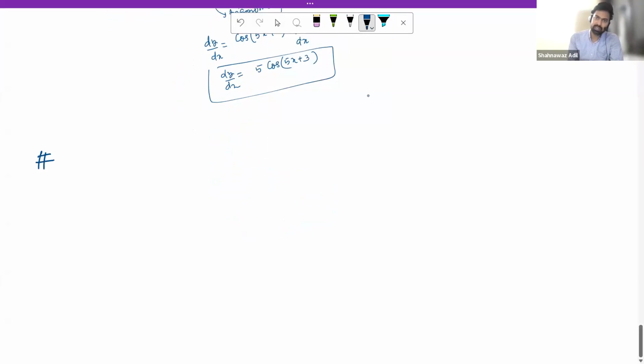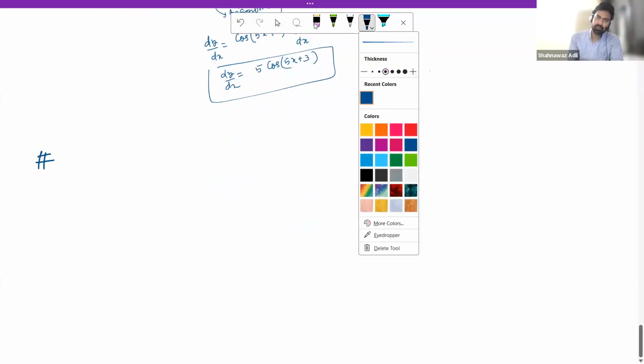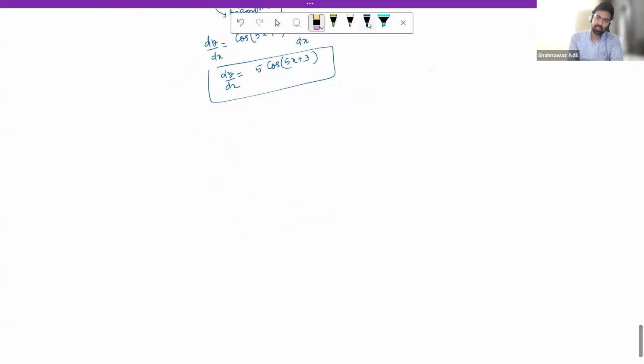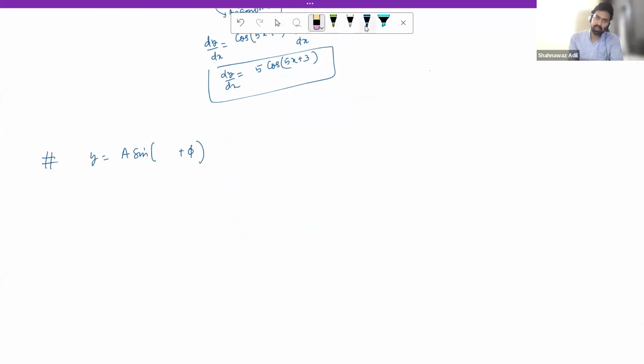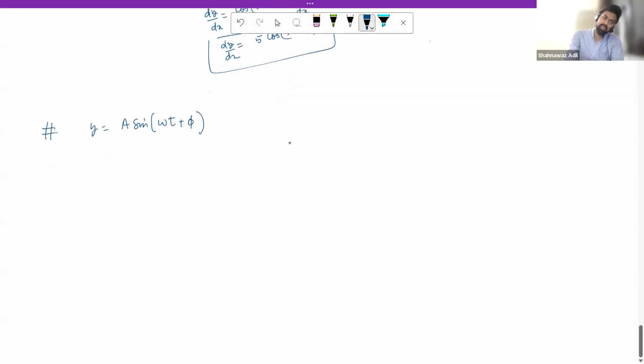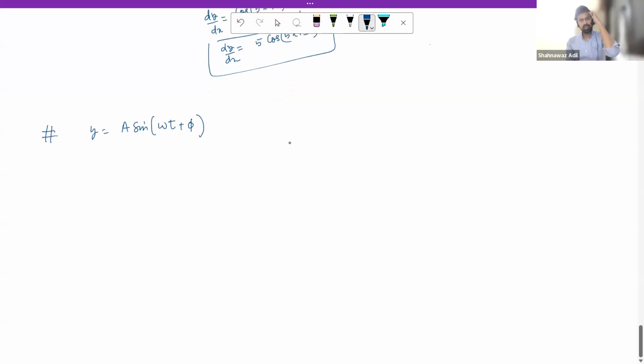Function, which is something like this one, right? So y is, let's say, A sine(ωt + φ), or let me write it as not kx but omega t plus phi, right? You must have seen this somewhere.